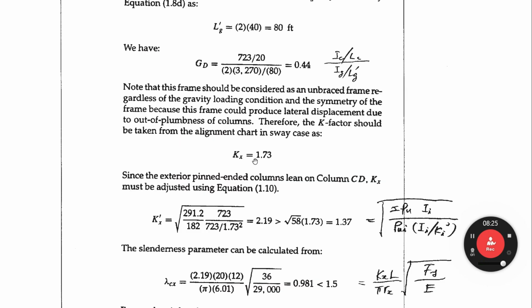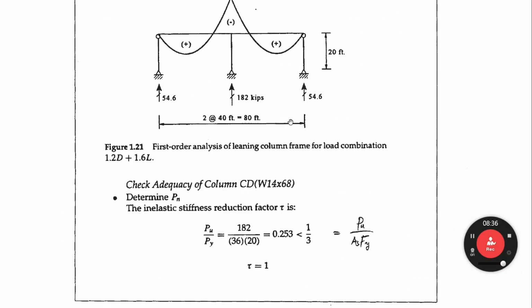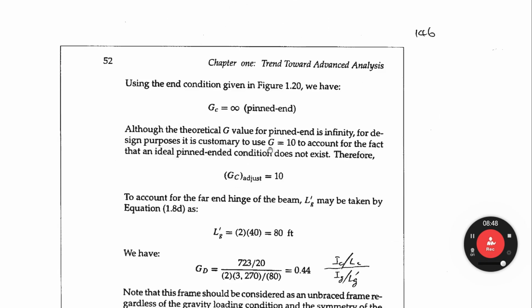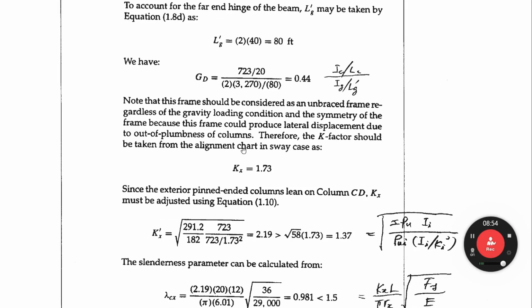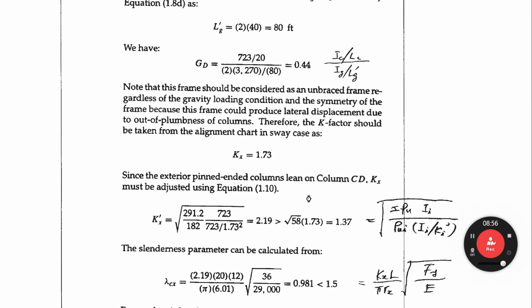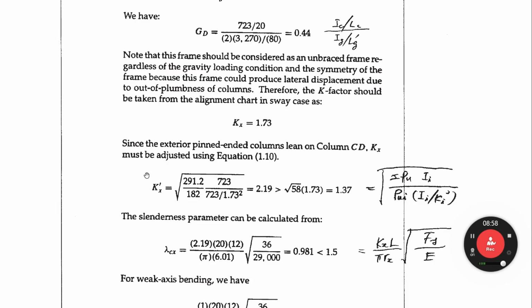That is the K factor. Now you have to consider the leaning effect. As I mentioned, this exterior column is leaning on the interior column. So this interior column becomes weaker. Becoming weaker means the K factor becomes bigger due to the leaning effect. The original K factor is 1.73. If you calculate this leaning effect, Kx prime equals, do you remember the equation?